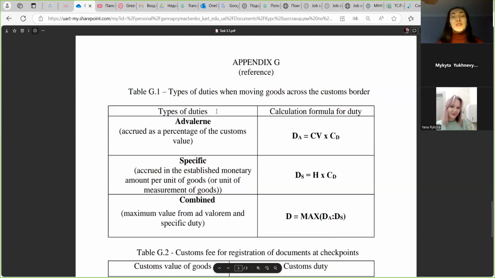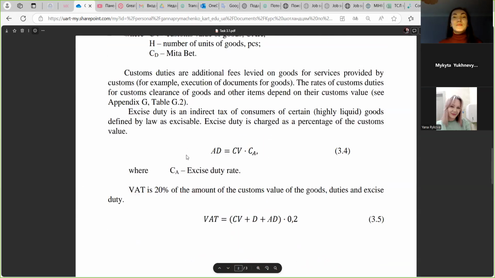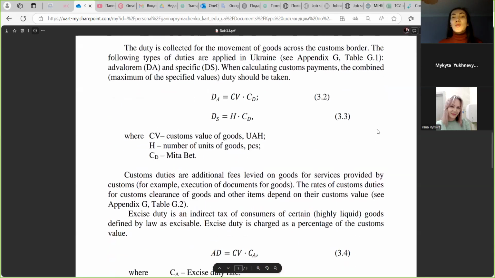So ad valorem duty is accrued as a percentage of customs value, and it depends on CV, I denote it by the first letter, and CD. We could check what it means. Under formula 3.3, CV is the customs value of goods in hryvnias, and CD is the special meter batch rate. We could find this information in our table.